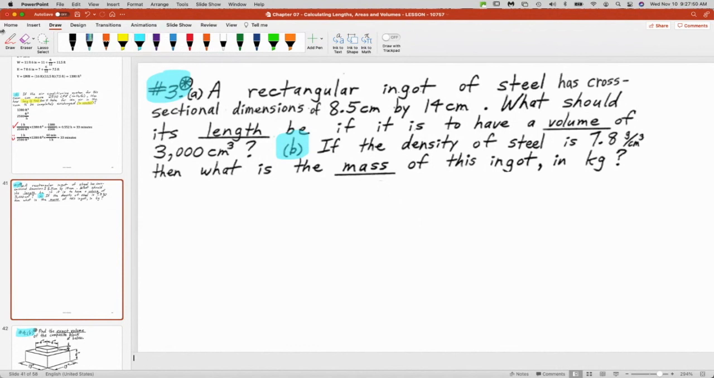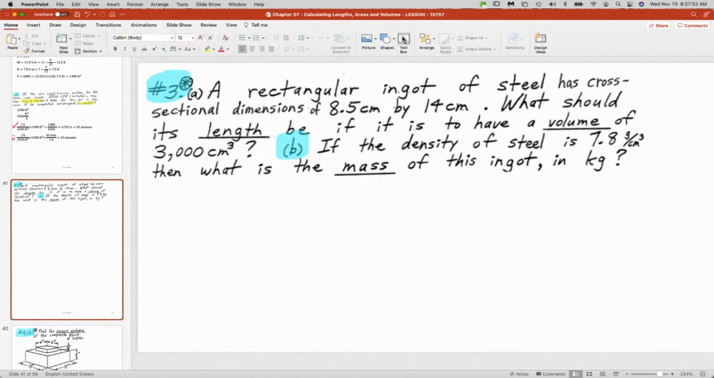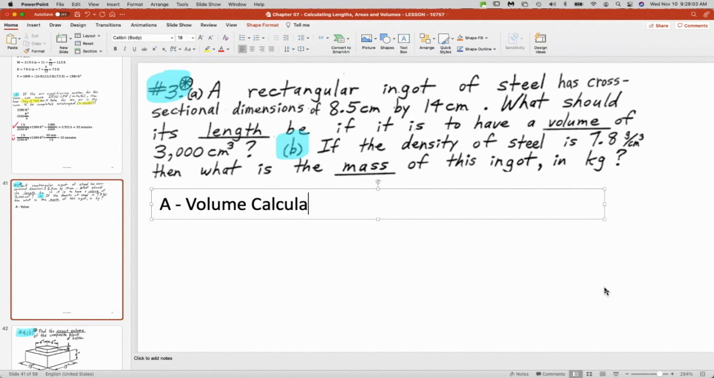So what I'll do is I'll answer the question here. So part A is about volume and part B is about density. So A, and then B, mass calculation.